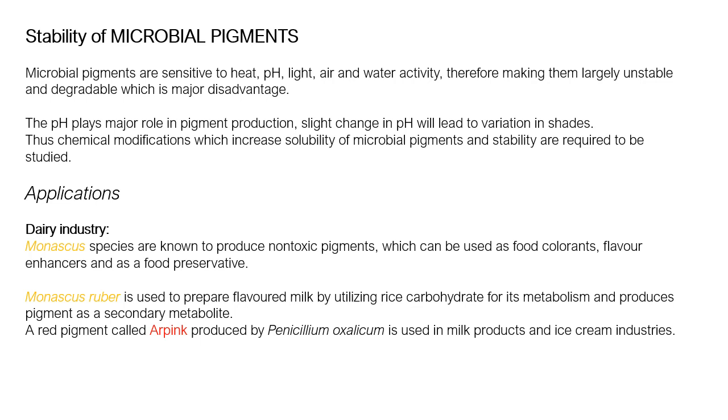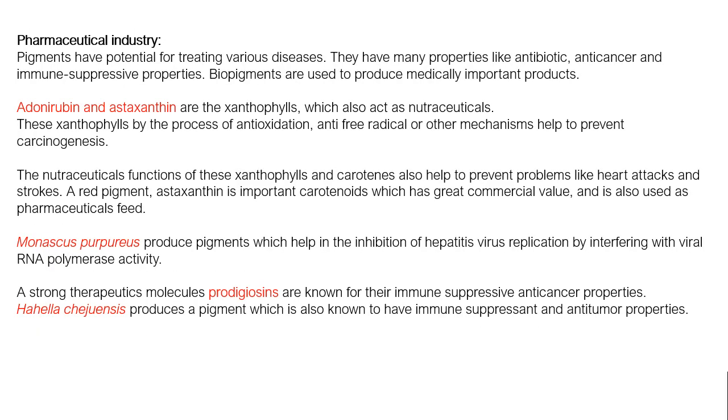A red pigment called arpic is produced by Penicillium oxalicum, and it is used in milk products and ice cream industries. The next is the pharmaceutical industry. Here the pigments have potential for treating various diseases. We know that they have many properties like antibiotic, anti-cancer, immunosuppressive properties, etc. So biopigments are used to produce medically important products.